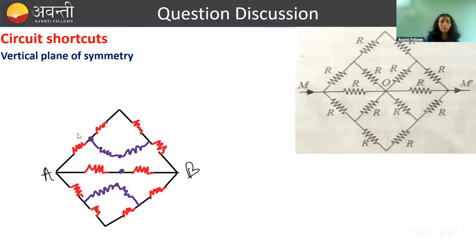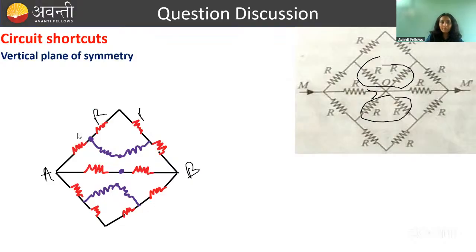When this knot was there, it was very difficult to understand. These two resistors are in what? How will current get distributed at point O? It is a very complex circuit. But since the R value is the same everywhere, and the vertical plane of symmetry is holding, we can open the knot at point O. After opening it, it is this.